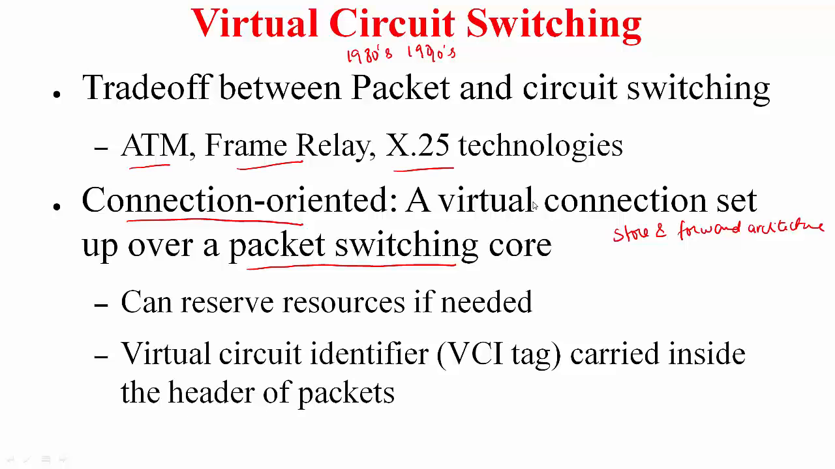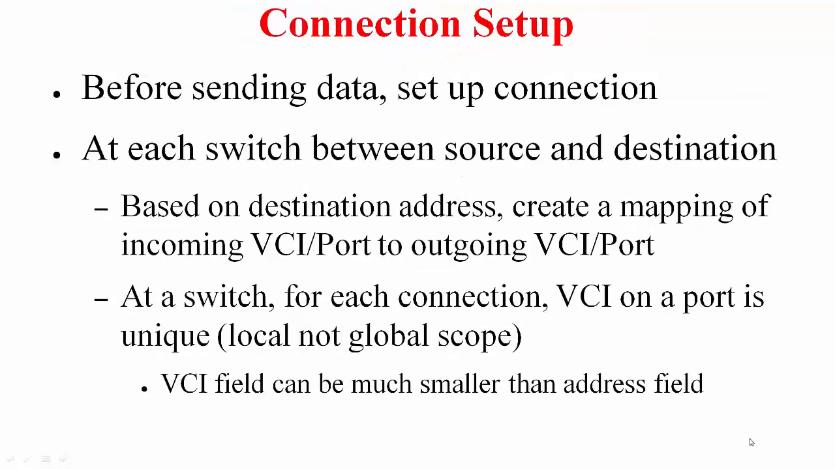So basically in virtual circuit switching, a connection, much like in circuit switching, is established between the source and destination before you can send packets. And while this connection is being established, you can reserve any resources that this particular application flow requires. Since you are operating on a packet switching core, the packets that you are sending to a switch need to carry some information on what to do with this particular packet. This is done through what is called a virtual circuit identifier, the VCI tag. This is carried inside the header of packets.